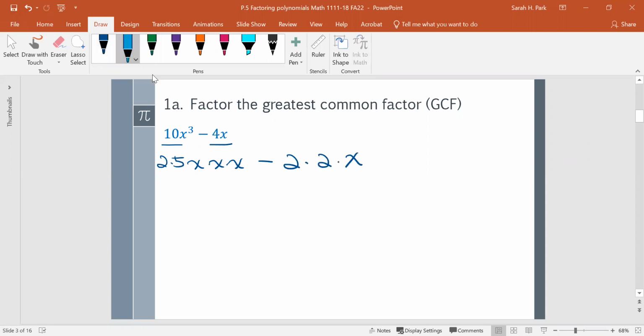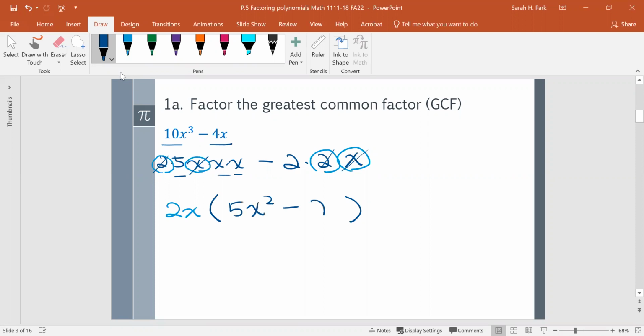If we circle what they have in common, they have a 2 in common. They also have a single x in common. So we say that the GCF, the greatest common factor, is 2x. If we open parentheses, after we factor out 2x, we're not canceling, I'm just saying that we're factoring it out. What's left is the 5x squared minus the 2 term. And so we got 2x, parentheses, 5x squared minus 2. We're done with the factoring.